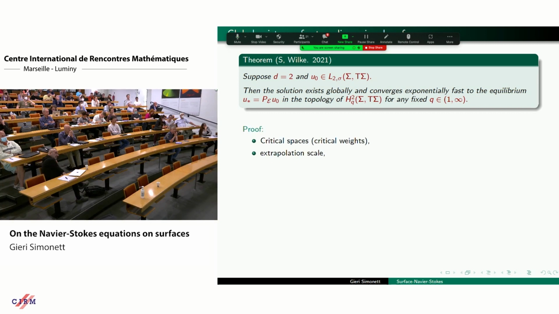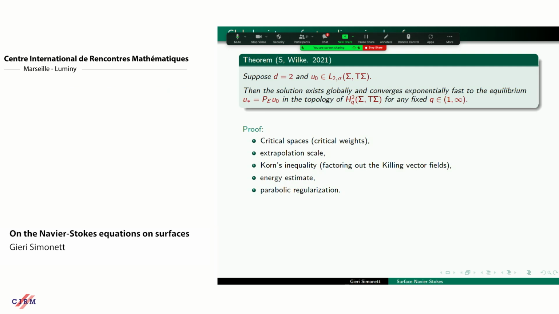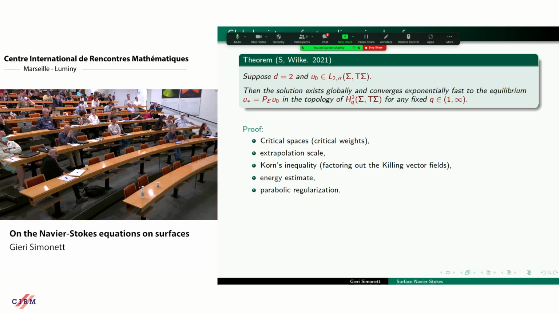So what is involved? Well, the critical spaces, the critical weights, and something that we call the extrapolation scale. You want to be careful that an energy estimate will be involved. That means you will have to deal with Korn's inequality, but you have to be careful that Korn's inequality only holds if you are perpendicular to, or you factor out, the Killing fields. Then you have parabolic regularization, and you can show that.